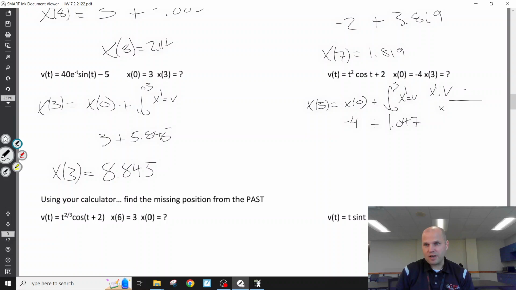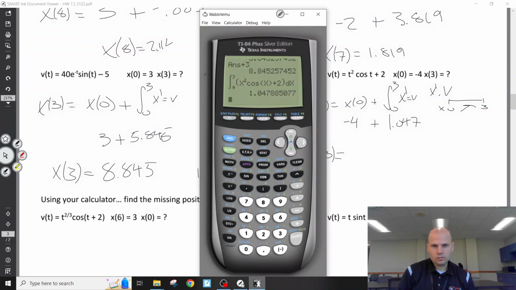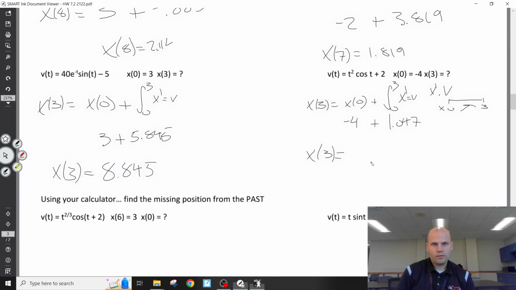I don't know if it's positive or negative, but overall, I know what x did. X went up 1.047 from 0 to 3. But there's some stuff that happens in between, I'm sure. Negative 2.952.